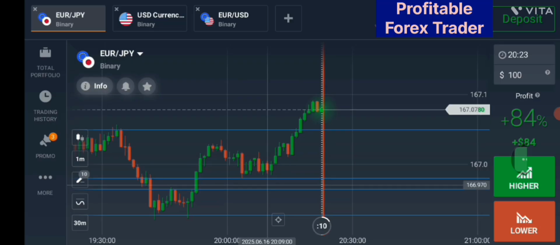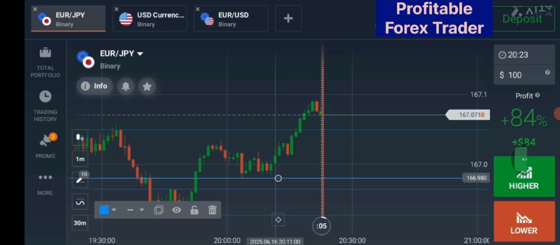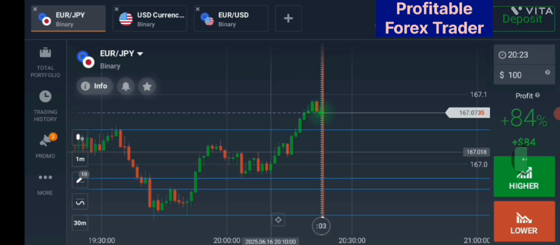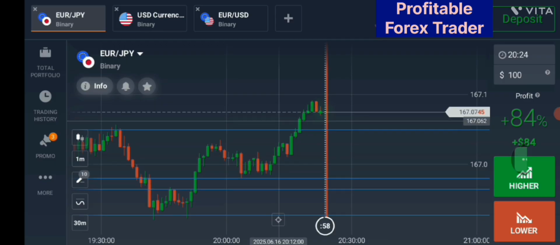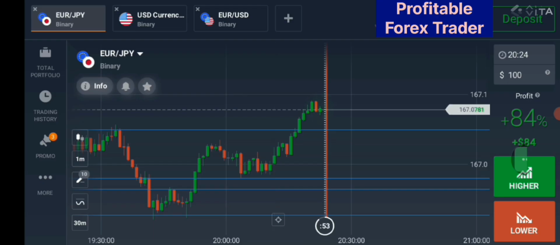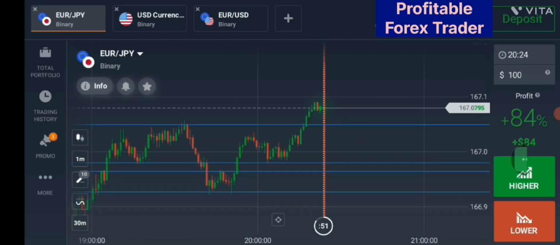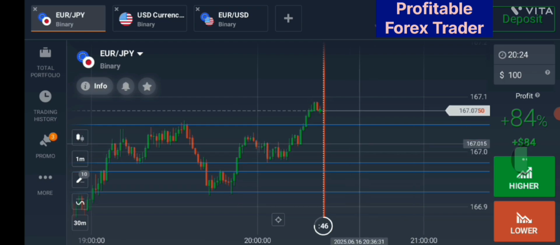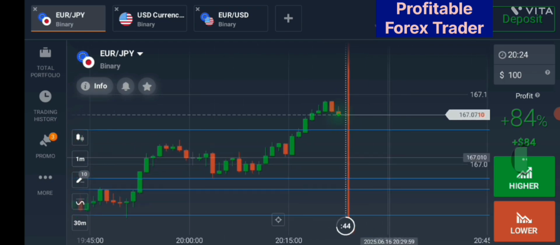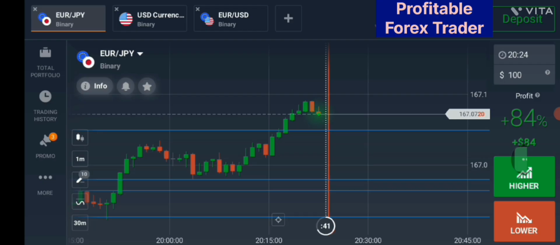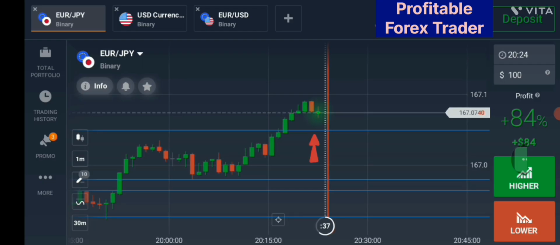This one, I'll take it up here. Okay, I take this here. Okay, so I'll have to leave it like that. So we can see here, this is resistance. It broke out of this resistance. That's now a support. So what's happening here? Right, if it comes back to this support, then I'll place a buy trade.